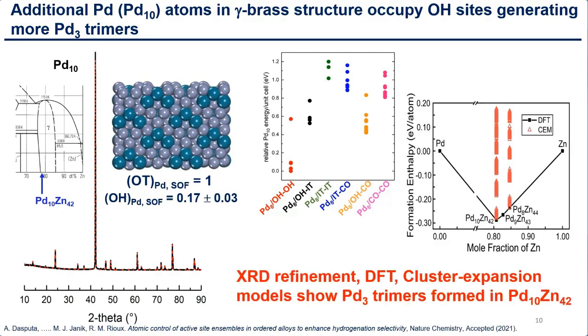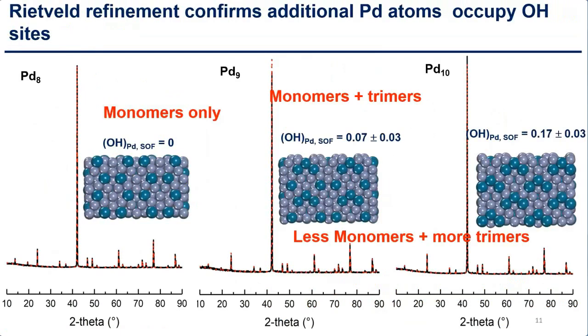So XRD refinement, density functional theory, and also these cluster expansion models show that palladium trimers form both in palladium-9 and palladium-10. So this is the summary: for palladium-8, we expect to have only monomers of palladium, whereas in palladium-9, we will have both monomers and trimers, and in palladium-10, we'll have fewer monomers and more trimers.